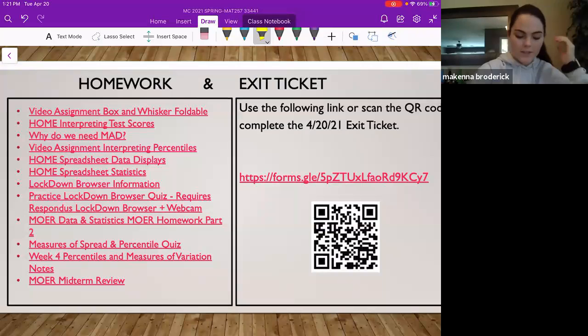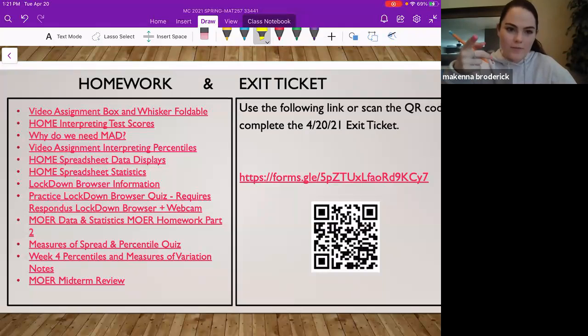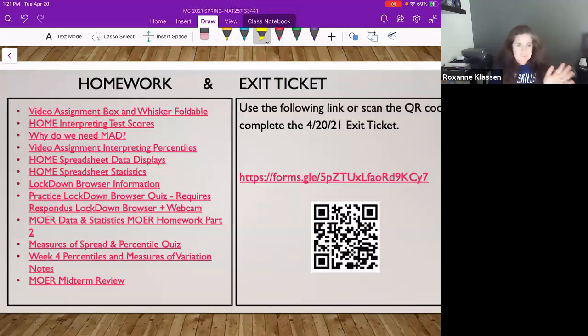Hey Roxanne, can you repeat what you said again about the smaller the MAD and then the larger the MAD? I got that it was farther spread out, but I liked how you said it better. Yeah, for sure. I don't know if I can say it exactly the same again. I'll try. The larger the MAD, the further the data is spread from the mean. The smaller the MAD, the closer the data is around the mean.